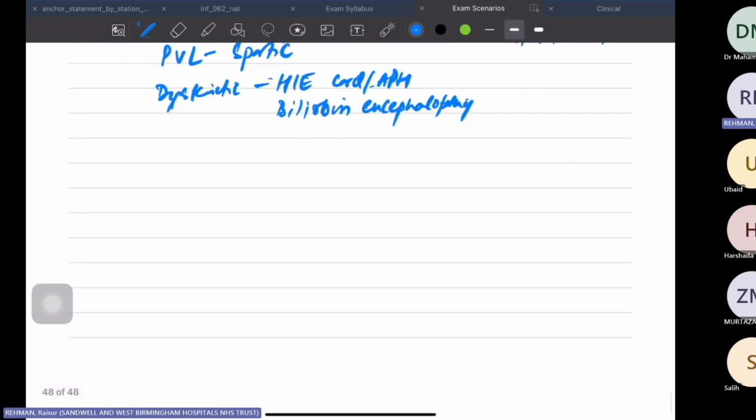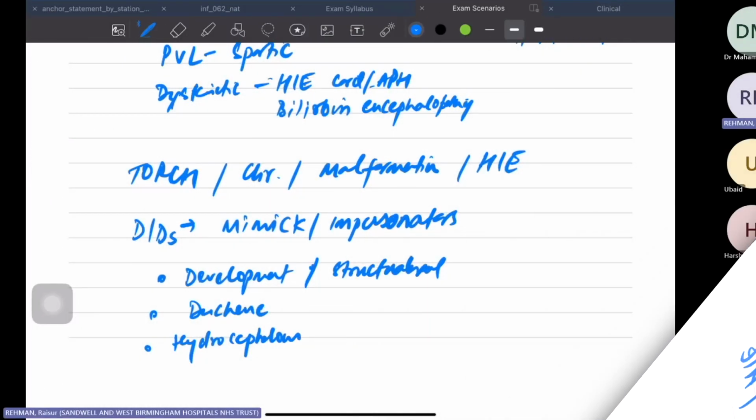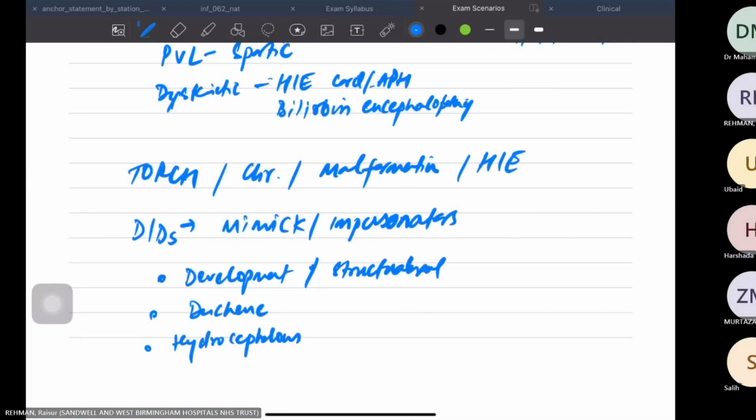So try to go through the causes. What are the causes of CP? Your TORCH infections, your chromosomal problems, and your malformations. What are the differential diagnoses of CP, the mimics or impersonators of CP? Metabolic encephalopathy, yes, metabolic ones. The most important, as you said, are any space occupying lesions as well.